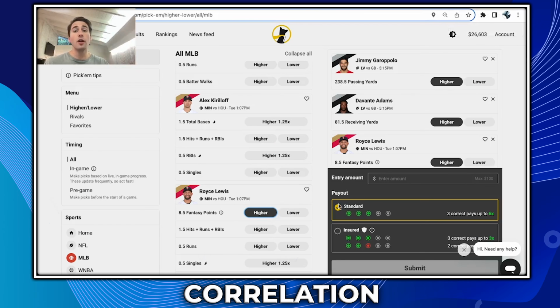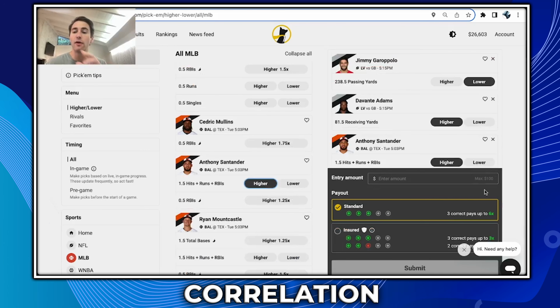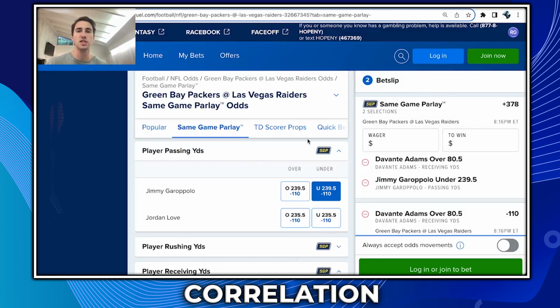So you can see Underdog Fantasy right here. And again, fixed payouts. I take Jimmy G over or under, whatever. This doesn't change. You're always getting a 6x payout for a 3-pick entry. This makes Underdog Fantasy as well as PrizePicks very, very unique, right? So compare this to a traditional sportsbook.